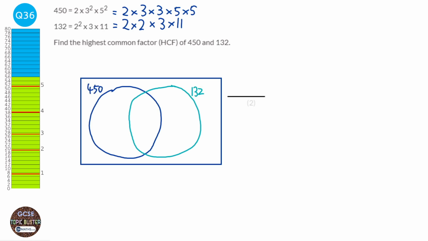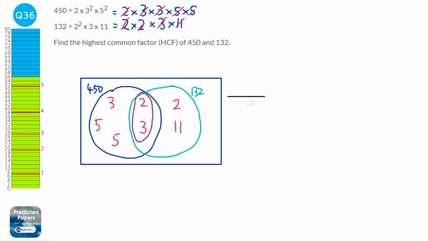So actually looking at the factors at the top, the prime factors, we can see they both have a 2 in them. So I cross them both out and put 2 in the middle. We can see they both have a 3 in them. So cross those 3's out and put a 3 in the middle. And then 450 has a 3, a 5 and a 5. And 132 has the 2 and the 11. So to find the highest common factor, as I said, you multiply all the numbers that are in the middle. And so the highest common factor will be 6.